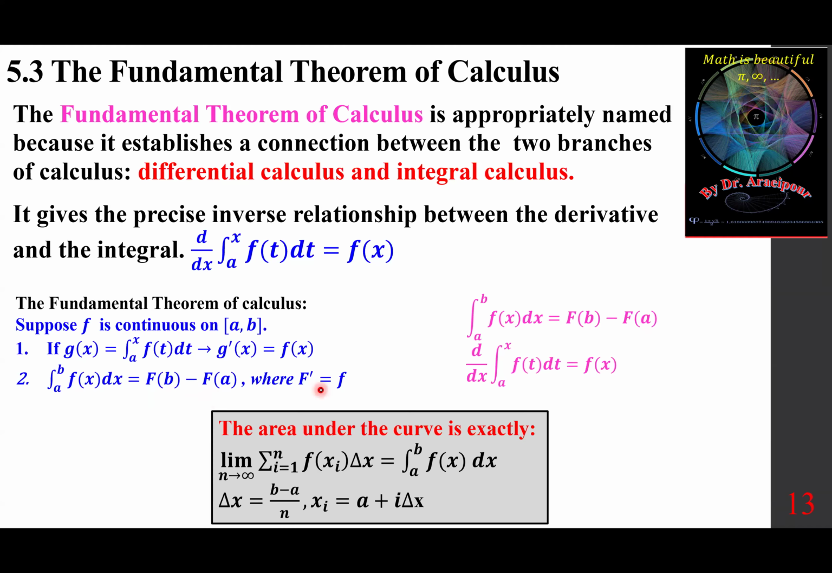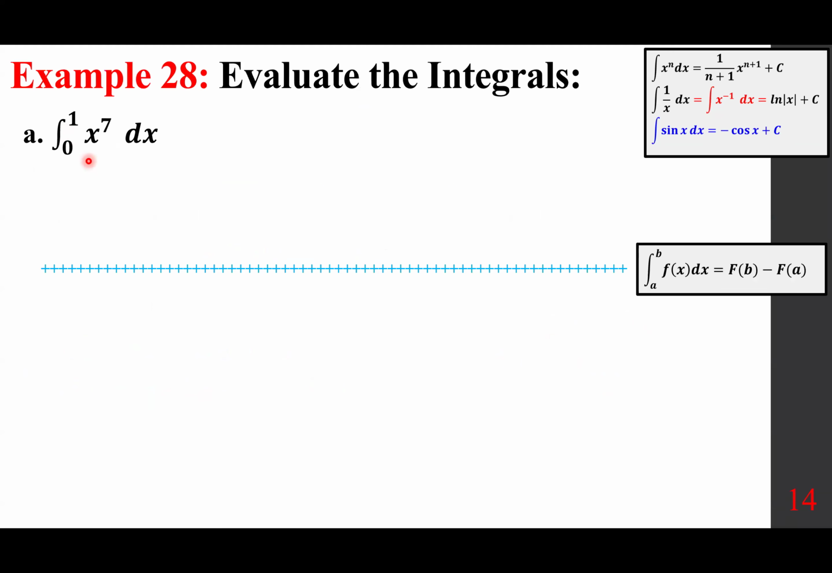Okay, so those are called, and this is another way of writing it. These two are the same. FTC, there are two of them. Sometimes they call this one number one, this one number two. Sometimes the other way around. It doesn't matter. All right, the integral of 0 to 1 x to the power of 7 dx.